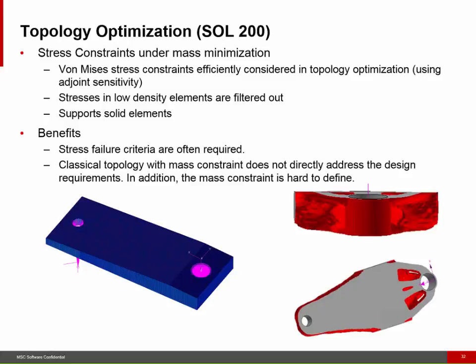So now it's possible to set up a topology optimization with a target to minimize mass under stress constraints in an efficient way, in addition to the more classic setup with compliance minimization under mass constraints. So now it's in many cases a more realistic and a straightforward way to set up an optimization problem.